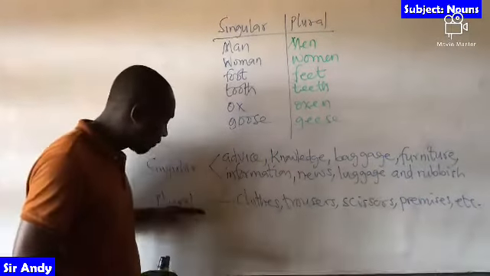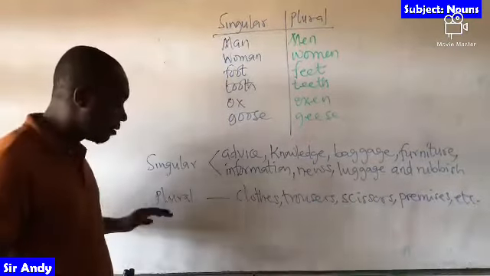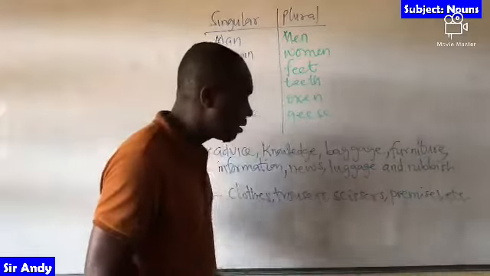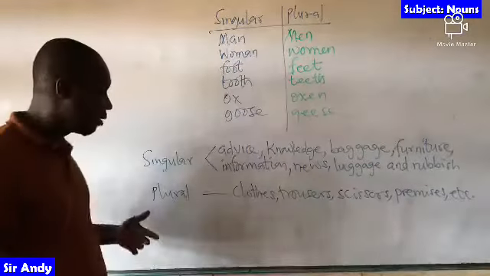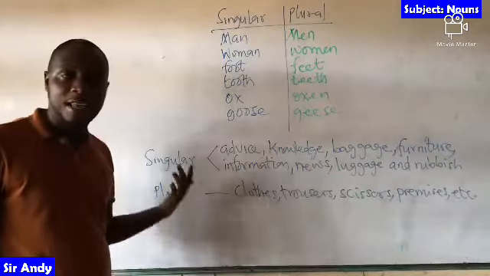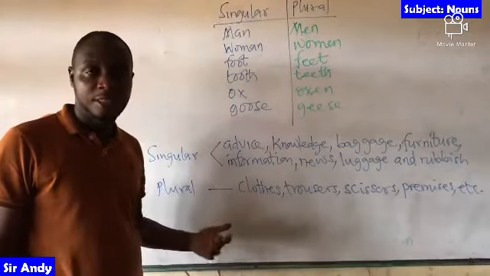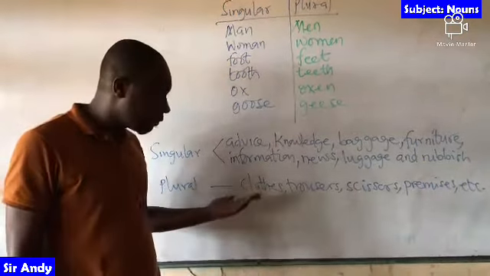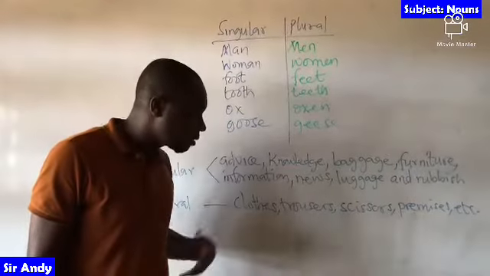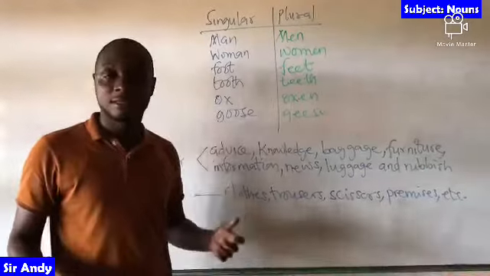And then these words also remain plural. Clothes, trousers, scissors, premises, and so on and so forth. These words remain plural as they are. You don't change them. Clothes, trousers, scissors, premises. People say trouser. It's trousers.